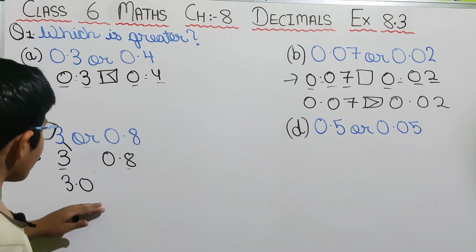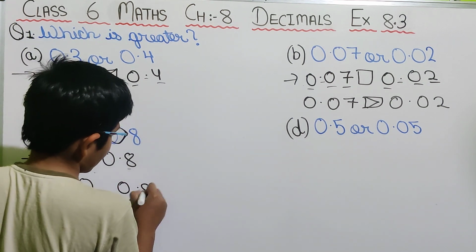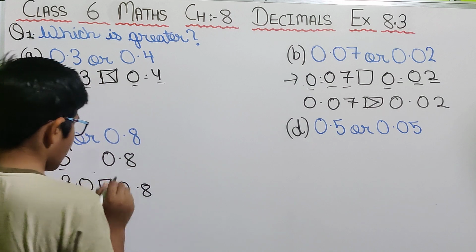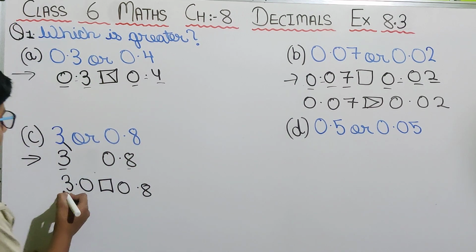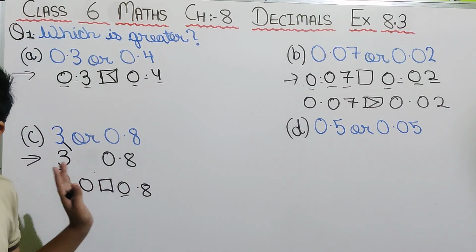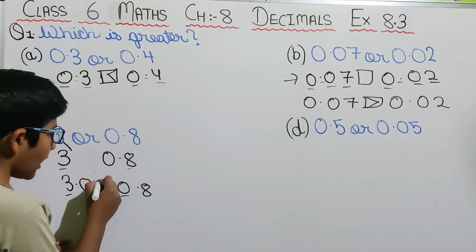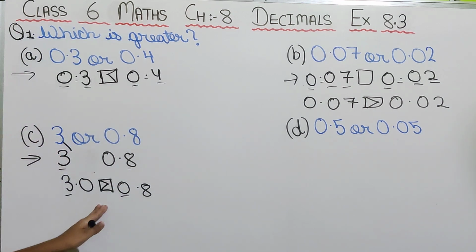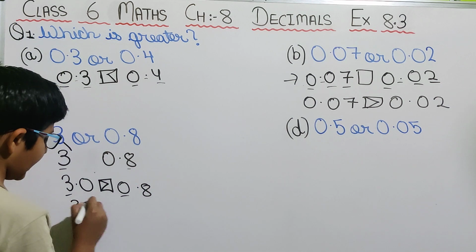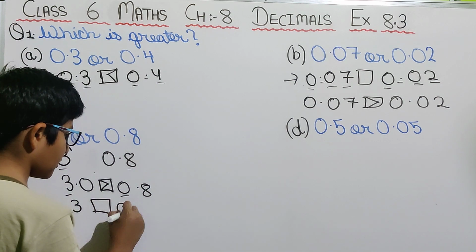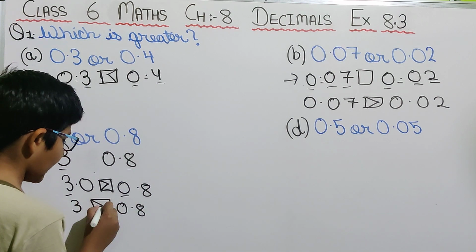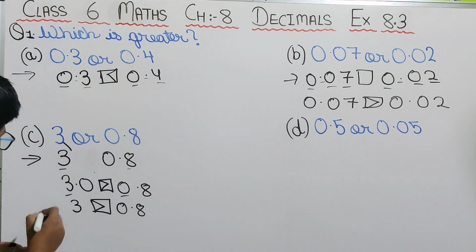So now here 3.0 and 0.8. Which is bigger? The first number 3 is compared, because 3 is bigger than 0. So 3 is bigger. We can write it like this also, or we can write like this.